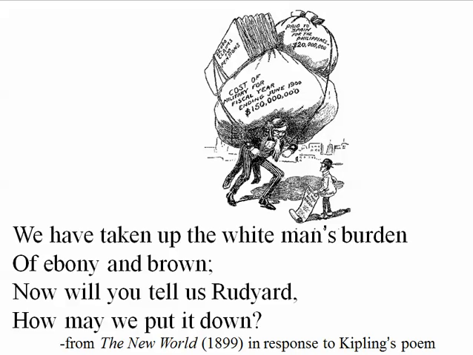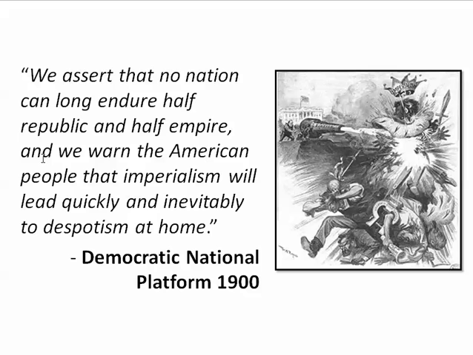So these are opponents. And here's one I like too. It shows you the arguments that come about, and this is a quote from Lincoln's House Divided speech. We assert that no nation can long endure half republic and half empire, and we warn the American people that imperialism will lead quickly and inevitably to despotism at home. National Democratic Platform in 1900.